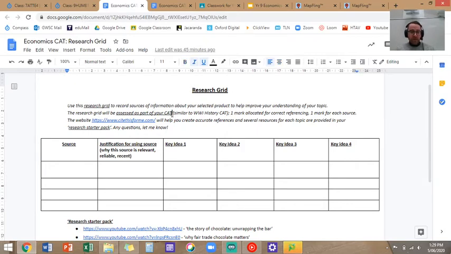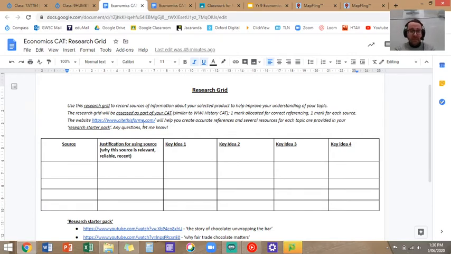Just like with the history CAT, the dev, your research grid, was actually part of your final score for your CAT. So if you didn't do very well in the dev, or like a number of students, you didn't actually do the dev, that impacted your final score on the CAT. So it's part of your CAT for economics. You get 1 mark allocated for correct referencing, so has everything been listed out using nice bibliographic details, and then you'll get 1 mark depending on whether each source you've put in, so 1, 2, 3, 4 sources of information, is legit.